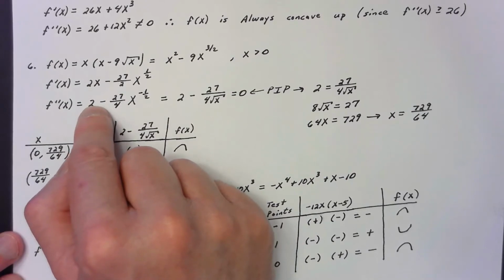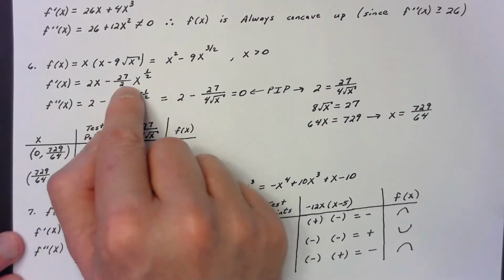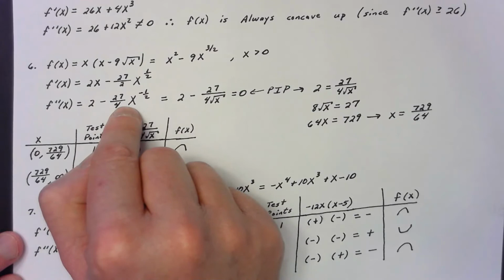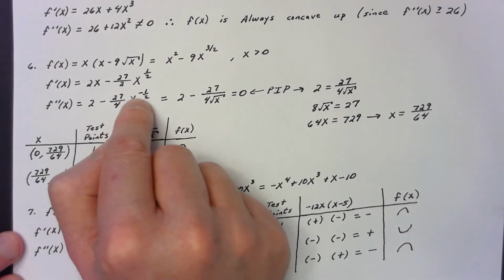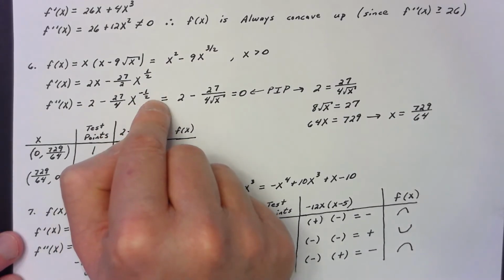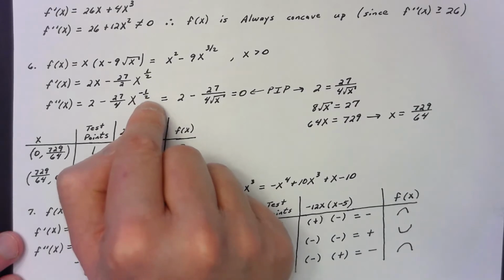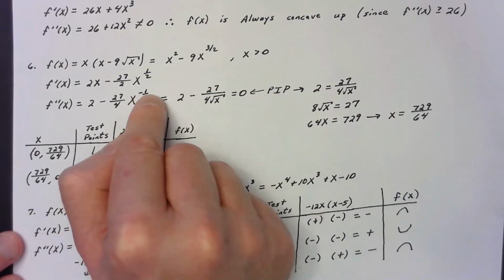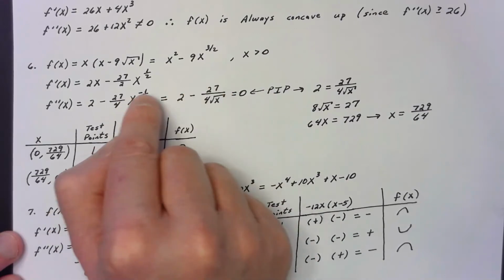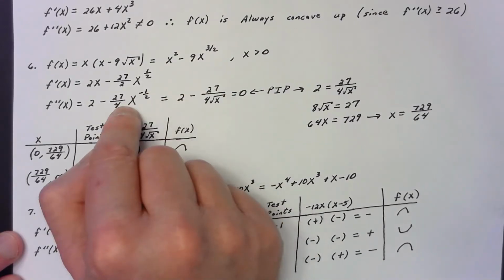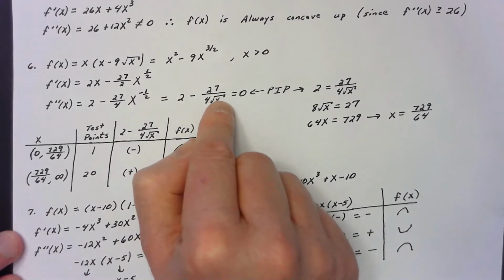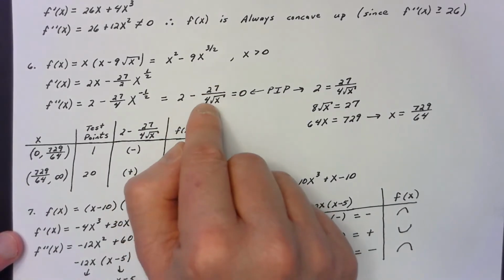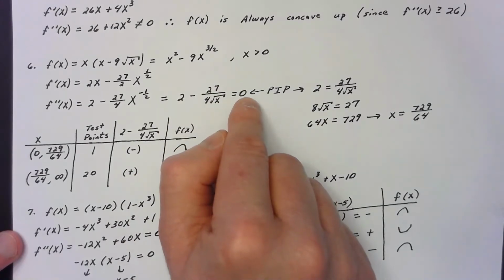I take the second derivative to find my potential inflection points. I'll get 2 for the first term. The second term, 1/2 times 27 over 2 will give me 27 over 4, and then x to the negative 1/2 power. Now, I need to set this second derivative equal to 0 to find my potential inflection points. From this step to this step, I went ahead and said, well, x to the negative 1/2, all that means is the square root of x in the denominator. So I have 2 minus 27 over 4 root x is equal to 0.